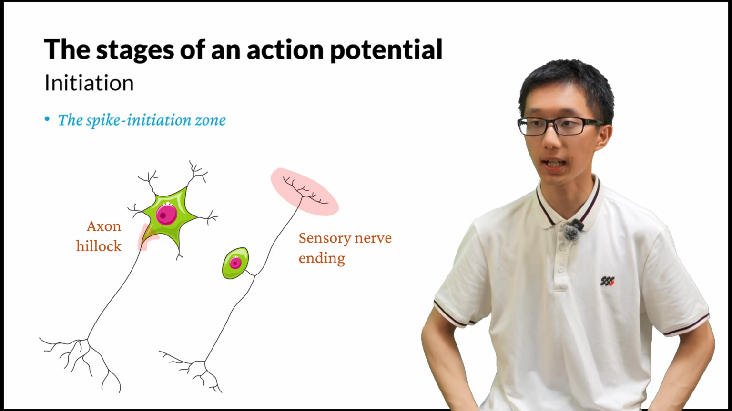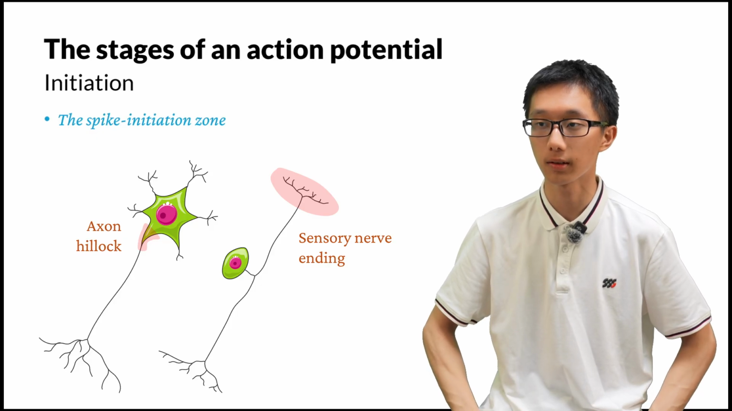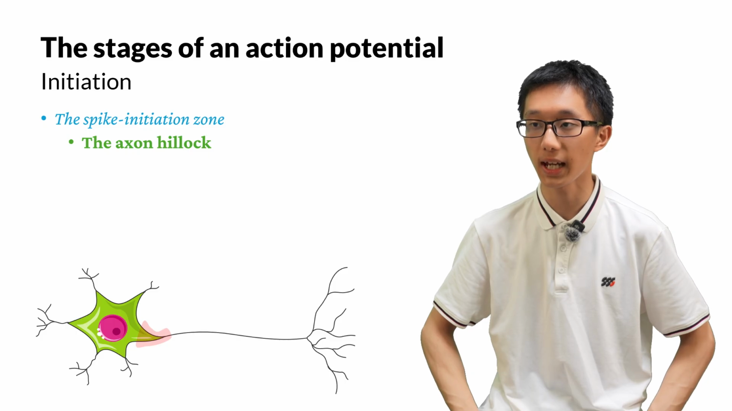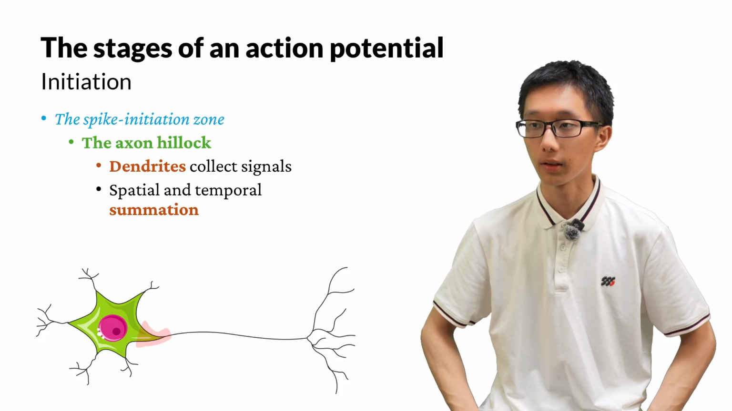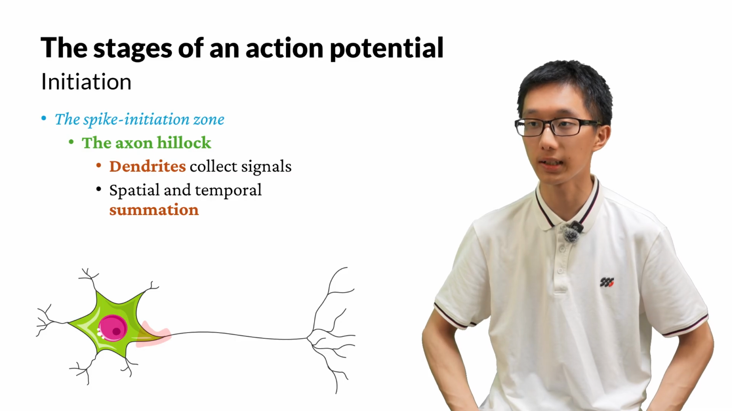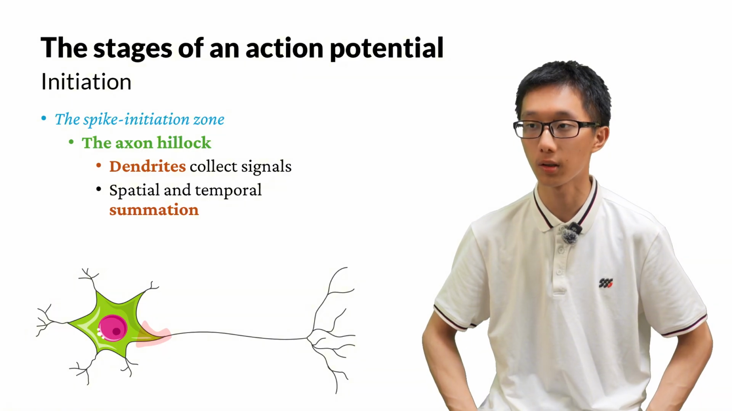This zone can be located at different locations in different neurons. In most neurons, it is the axon hillock. As you may recall, this is the part where the axon leaves the soma. The dendrites collect signals and conduct spatial and temporal summations. That is to say, the signals are added together by space and with time. If the total signal can reach the threshold, then the spike is initiated at the spike initiation zone, the axon hillock, and the signal is sent down the axon all the way to the terminal bouton.